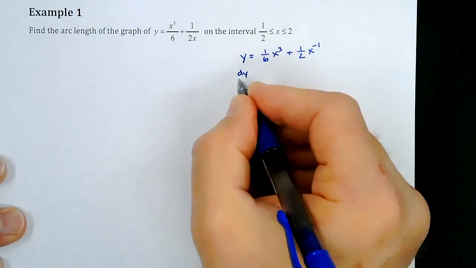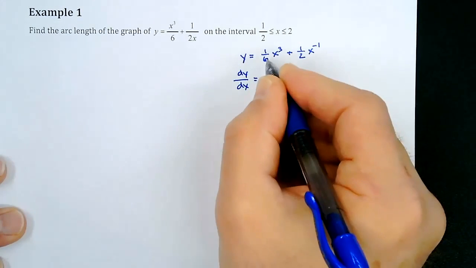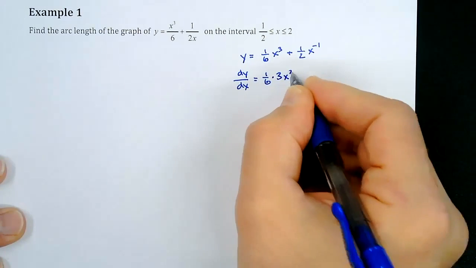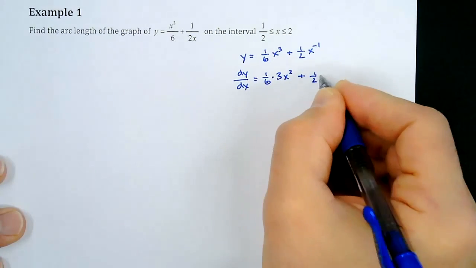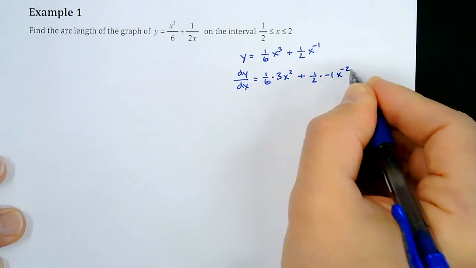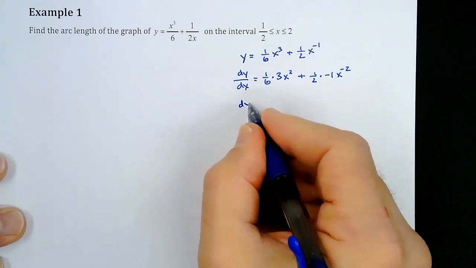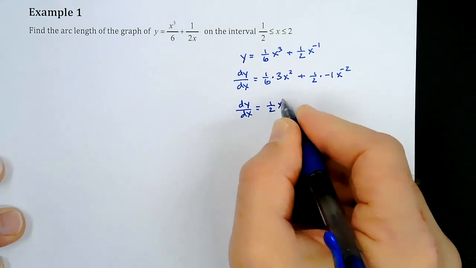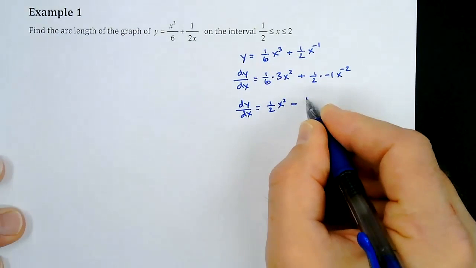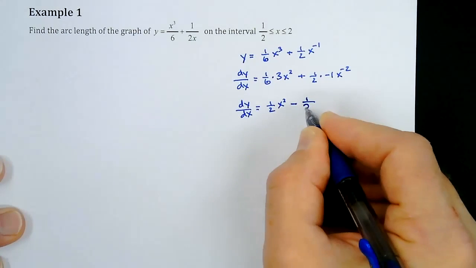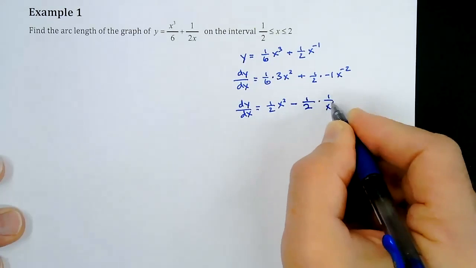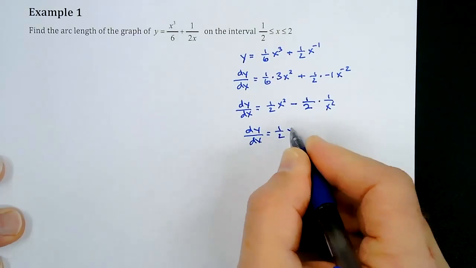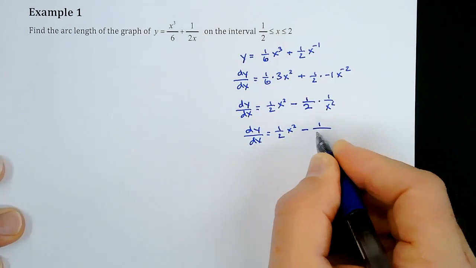So dy over dx, because we're going to need that to find the arc length. This is going to be 1/6 times 3x squared plus 1/2 times -1 x to the -2. Okay, so cleaning this up, dy over dx would equal 1/2 x squared minus 1/2 or 1/2 times 1 over x squared. So the cleaner way of writing this, dy over dx, would be 1/2 x squared minus 1 over 2x squared.